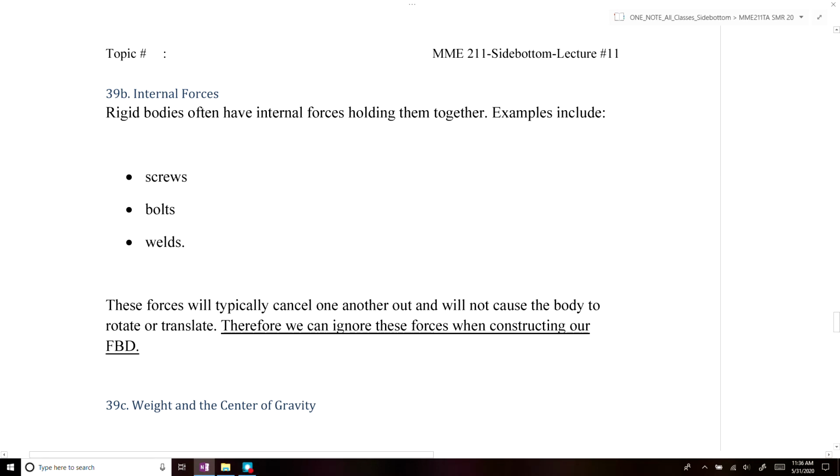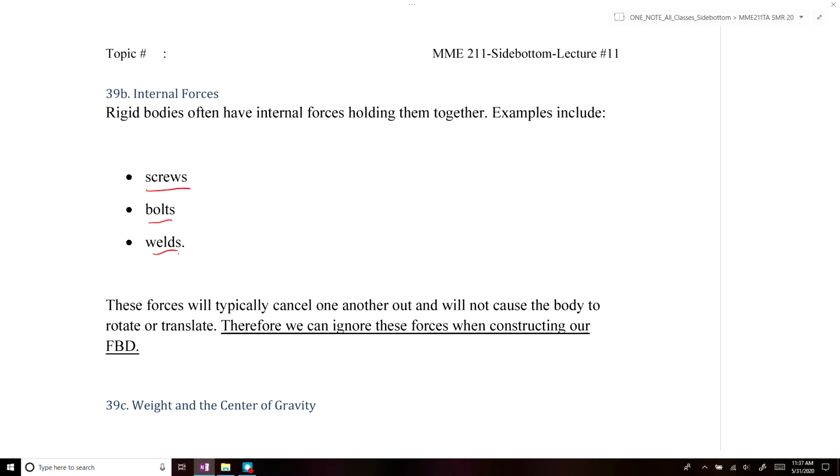So when we're looking to construct a free body diagram in this course, we're interested in the effects of the external forces on our system. Sometimes there may be internal forces that are applied to our rigid bodies. These include things like screws, bolts, and welds, which apply internal forces that are meant to hold different components of the rigid bodies together.